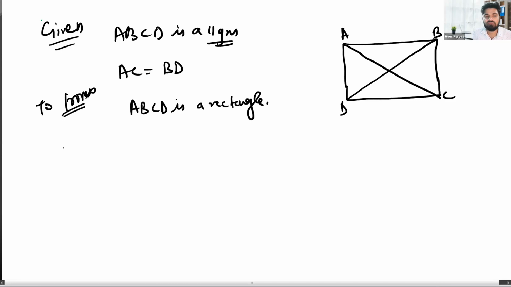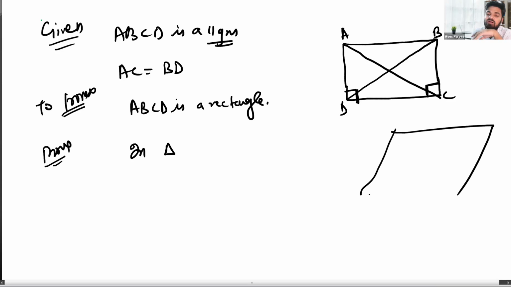Rectangle, okay? Now, to prove it, what will you take in triangle? How will you be able to prove that this angle is equal to this angle? Opposite angles of a parallelogram are equal, but the sum of adjacent angles is 180 degrees. So how will you prove that angle D is equal to angle C?